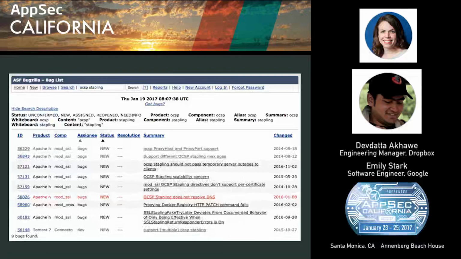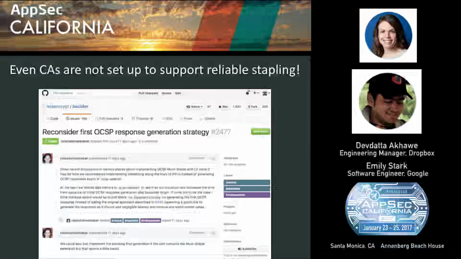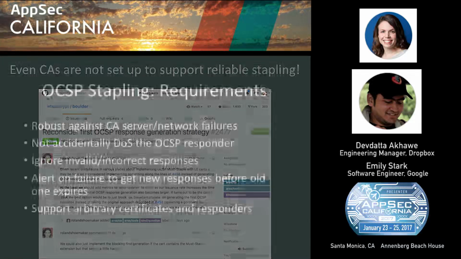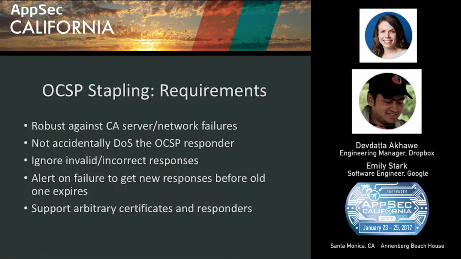There are a lot of other bugs in similar servers. Even CAs actually have bugs. This is a bug in Let's Encrypt that the Let's Encrypt developer, to their credit, filed, saying that the current OCSP response generation strategy is not good for actually deploying OCSP stapling because way too often the responses would just fail to be generated. So, for something like Dropbox, this is not great. You want something robust and reliable.